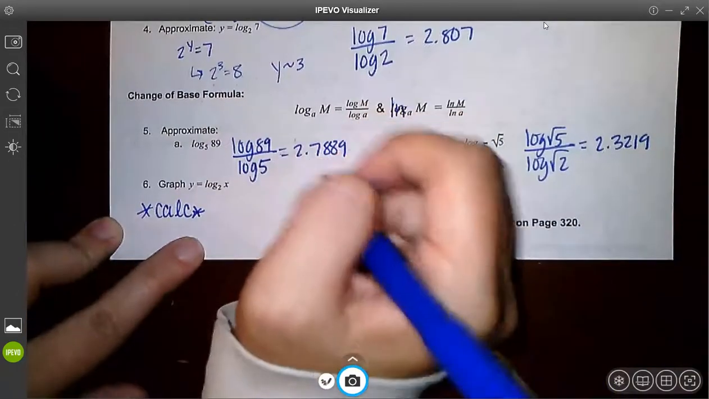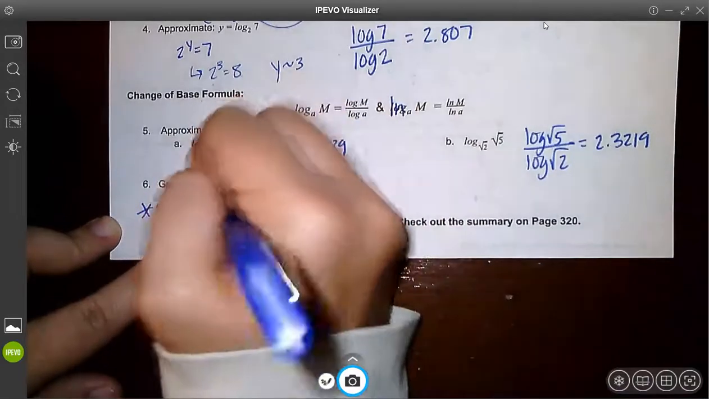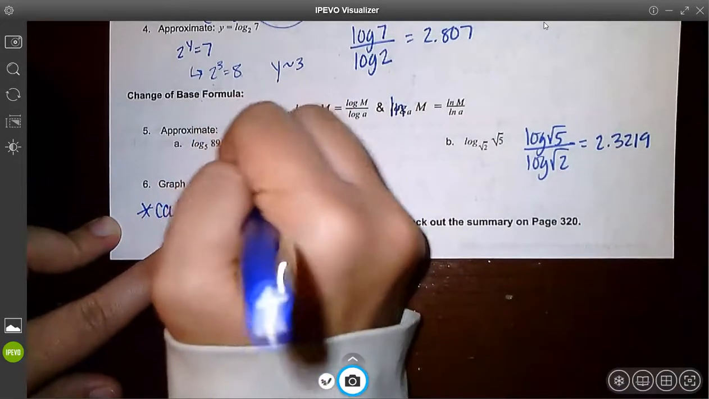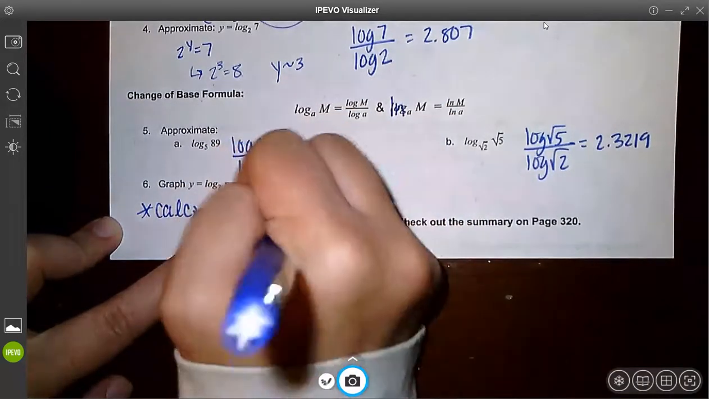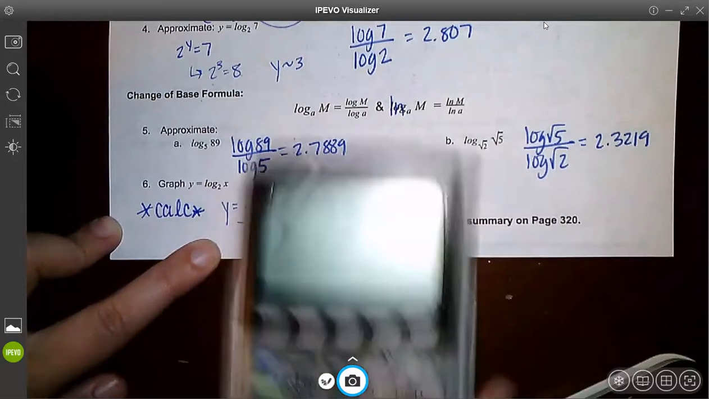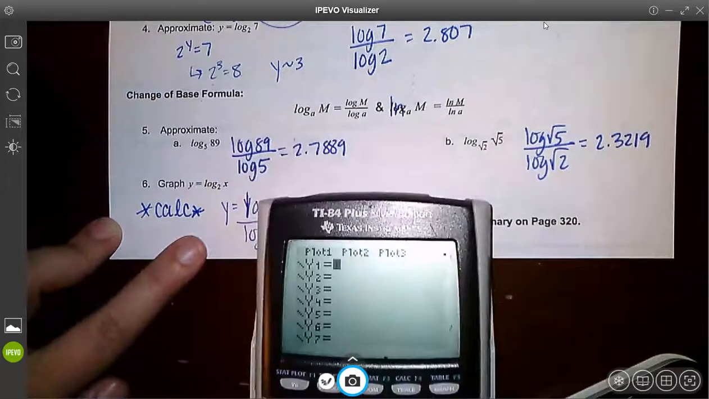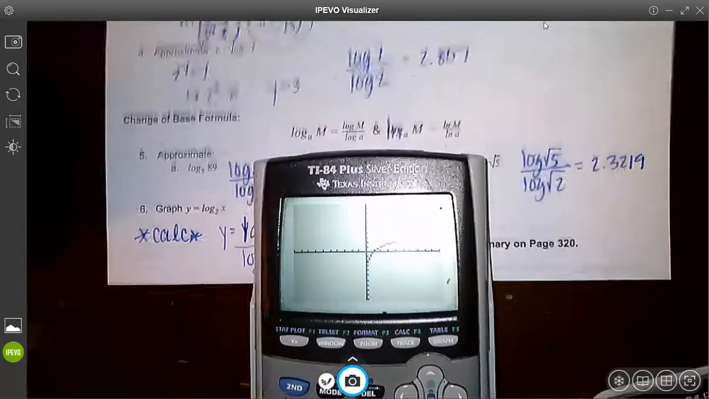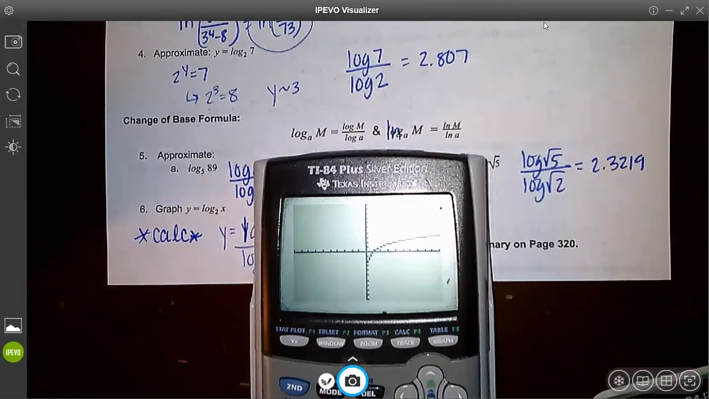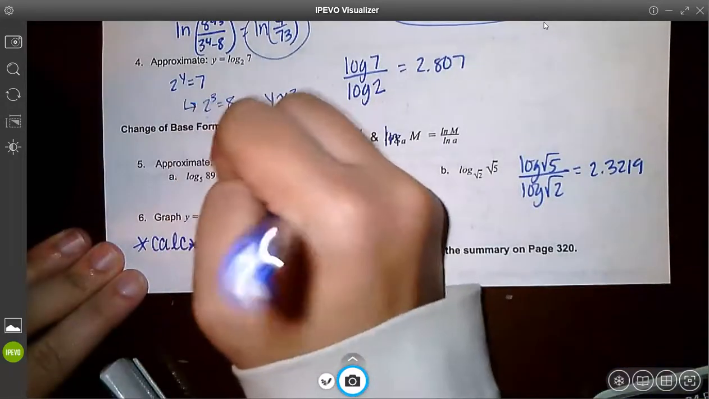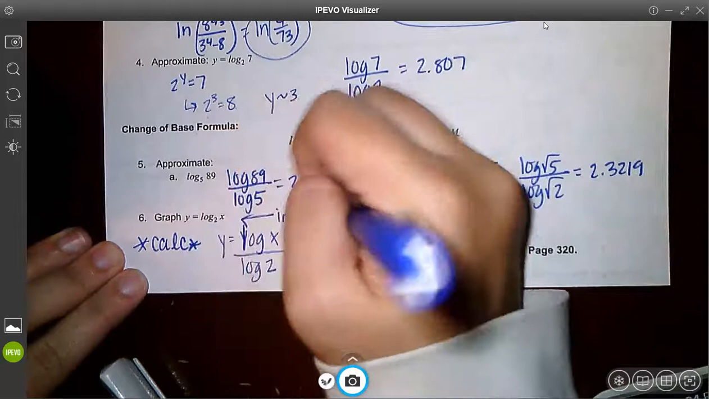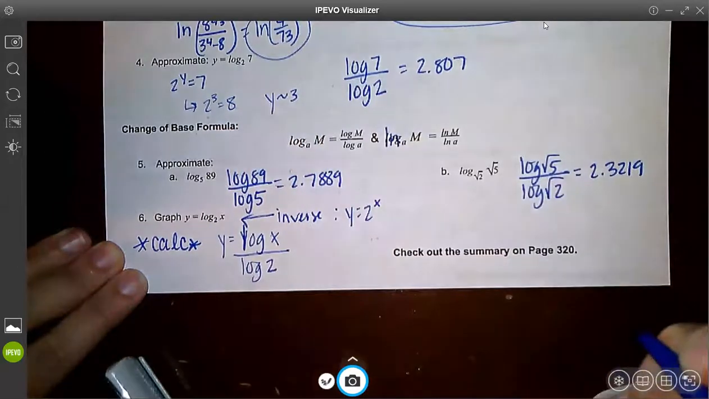I'm going to plug this into my y equals using the change of base. You don't have to do that if your calculator has log base, or you can use Desmos. So I'm just plugging it in my calculator: the log of x divided by log 2, and it will show it to you. It's just log base 2. There are no shifts left and right. It's just a normal log. The inverse of this, just a side note, is going to be y equals 2 to the x. That would be the inverse equation.